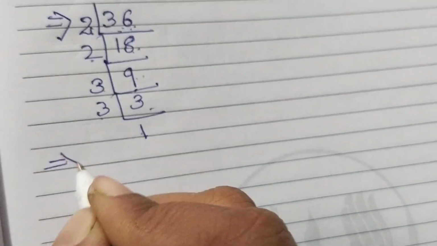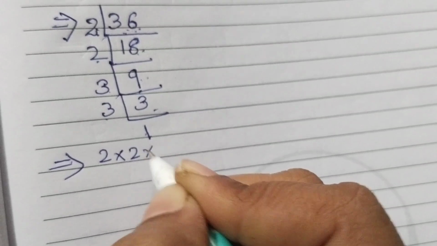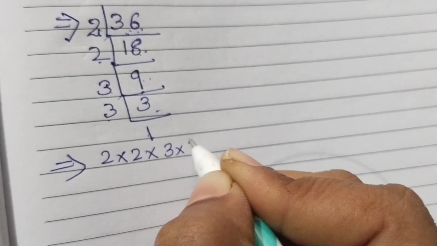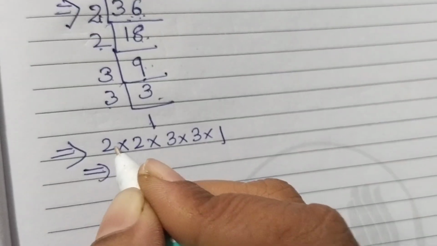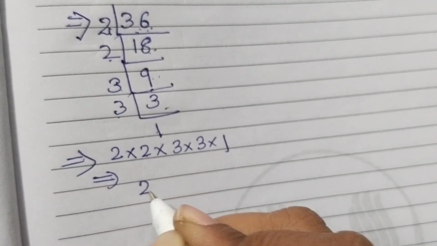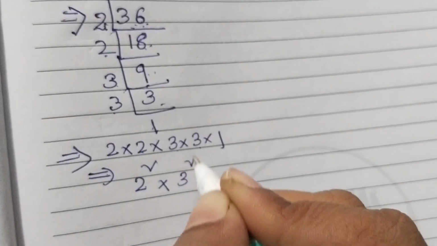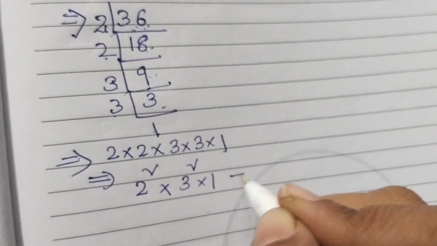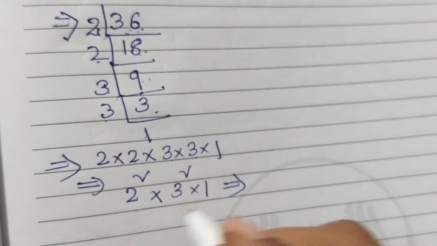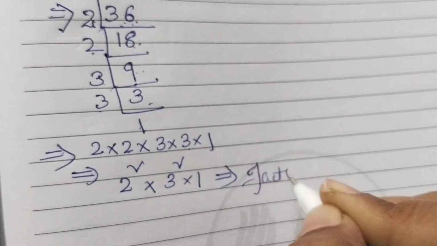Now write all the factors: 2 into 2 into 3 into 3 into 1. How many 2's are there? Two 2's. So write it as 2 square, into how many 3's are there? 3 square, into 1. This is the method and this factorization is unique.